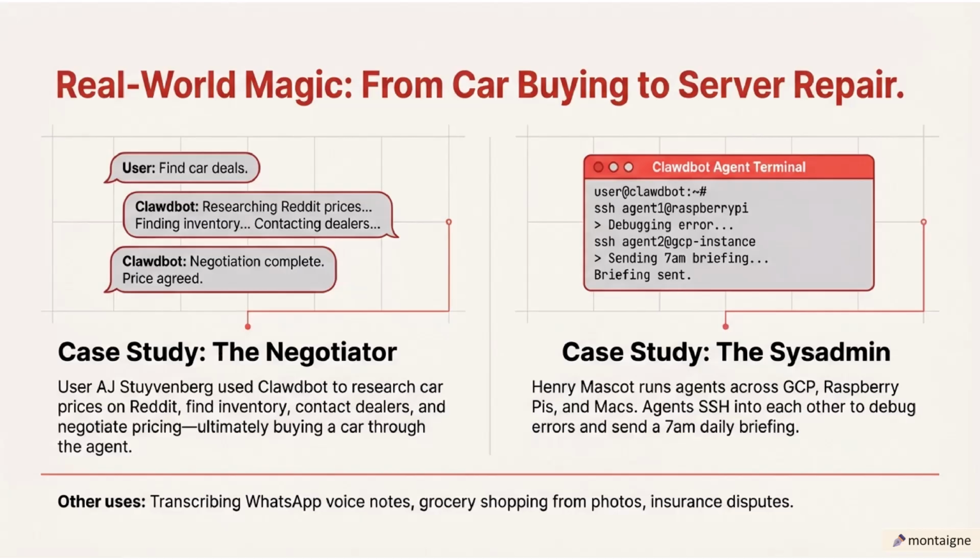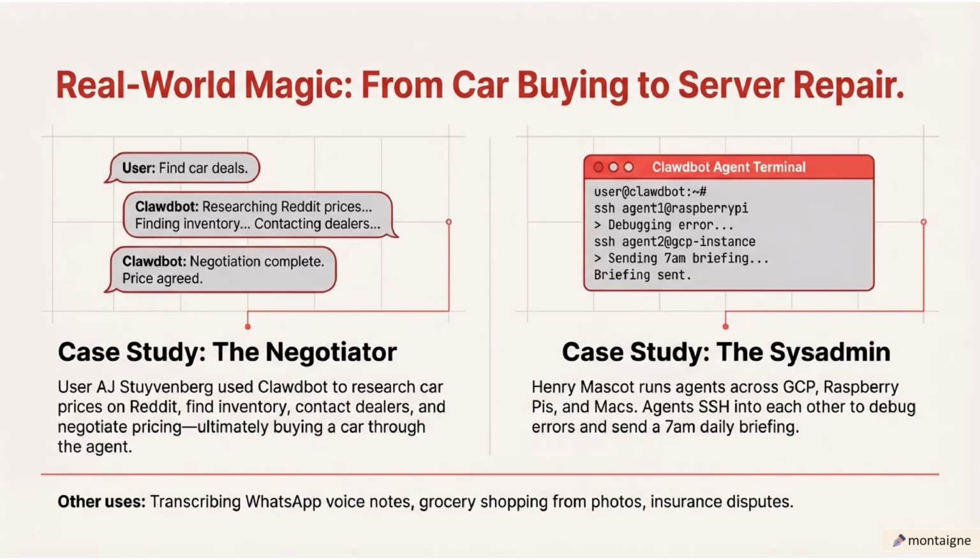So let's move on from theory to execution. Take a look at the example on the left. The user AJ didn't just use ClawdBot to search for a car. He added: scour Reddit for market data, contact dealers directly, and actually negotiate the final price. He bought a vehicle entirely through his agent. Then there is the dream setup for us sysadmins. Henry runs a swarm of agents across GCP and Raspberry Pis that literally SSH into each other to debug errors while he sleeps.